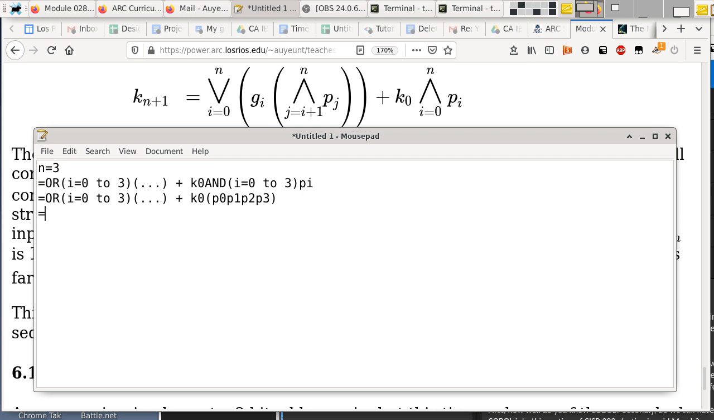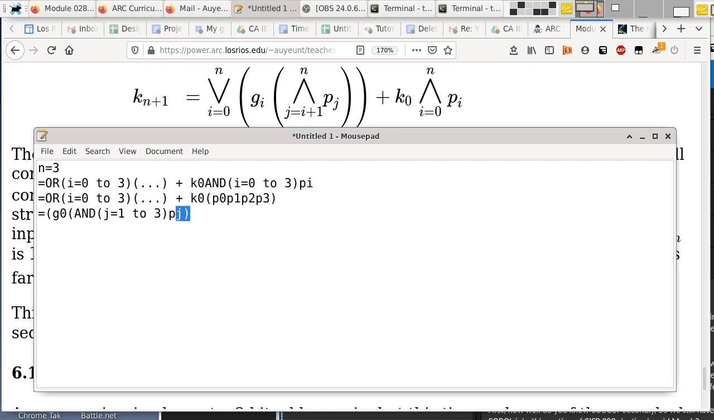Okay, so now we deal with the left-hand side, which is kind of messy over here, right? So we'll deal with that. The way we do that is we basically say, what happens when I equals 0, okay? So when I equals 0, then we have g0 times the big AND, and this big AND has j going from, but in this case, remember, I equals 0. 0 plus 1 is 1. And then we also go to n, which is 3, like that. And then we have all the p of j's in this case.